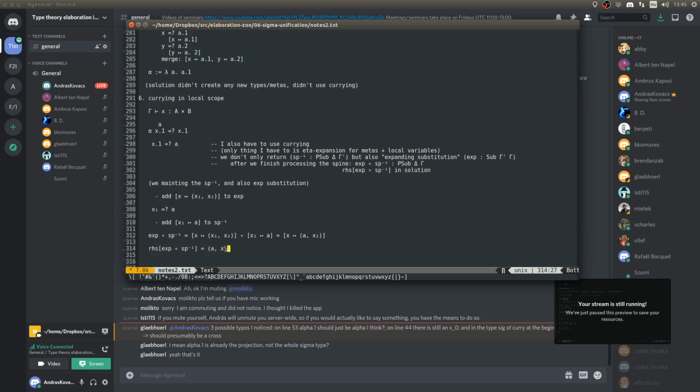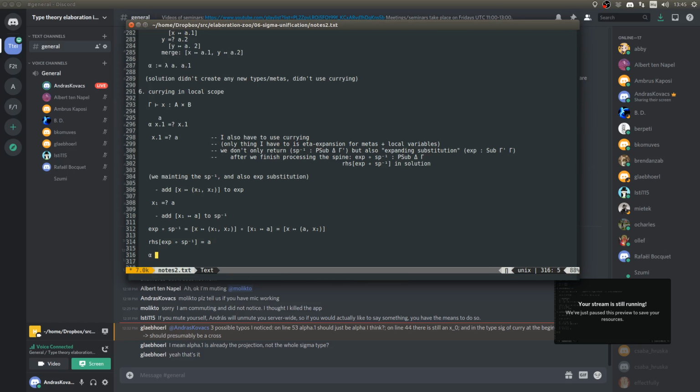Sorry, it becomes, so because the array just was x1, and now we want to replace x with this pair, but then we immediately do the first projection, so it becomes a, and then the overall solution becomes lambda a dot a.